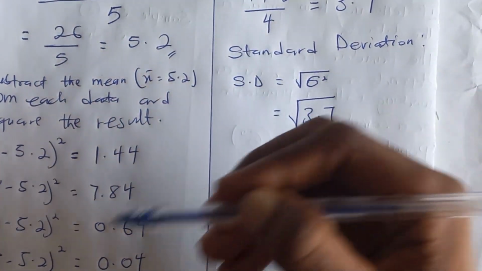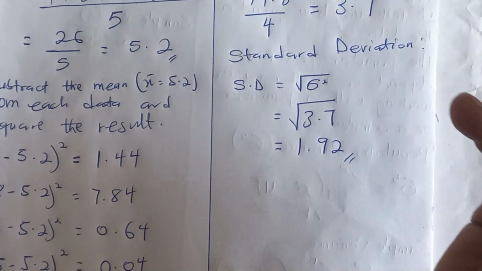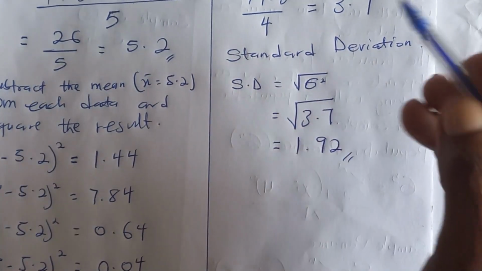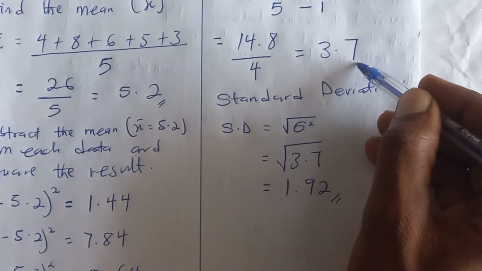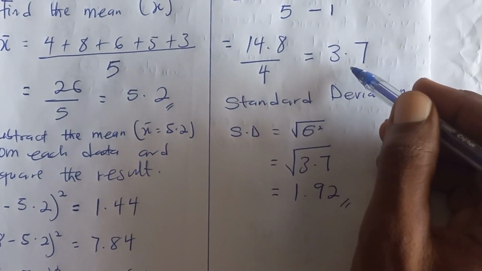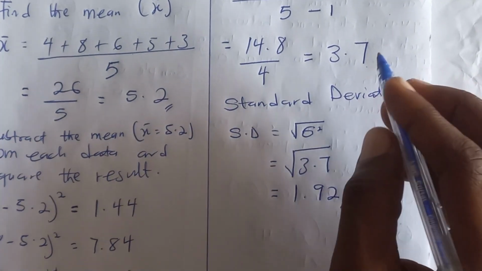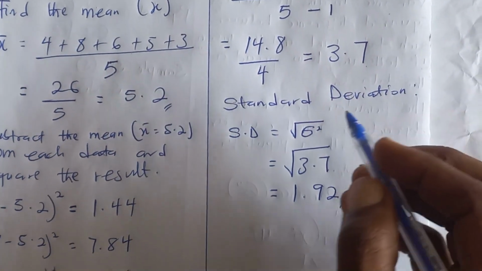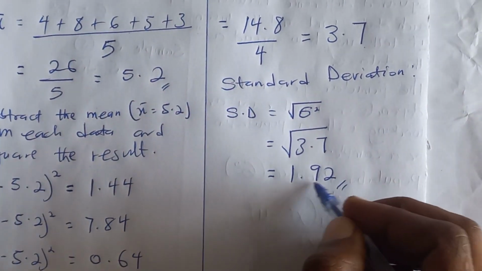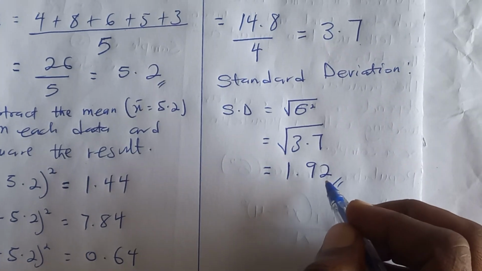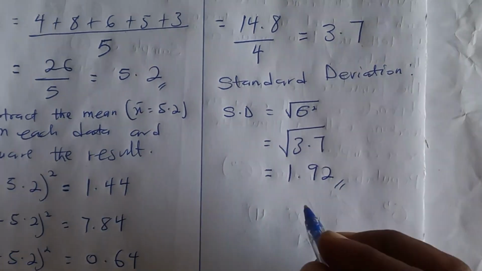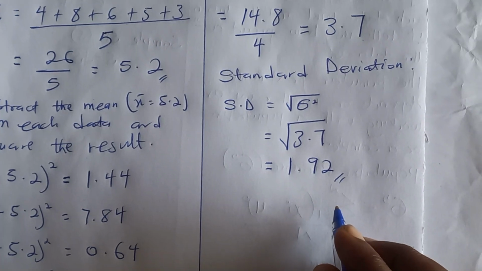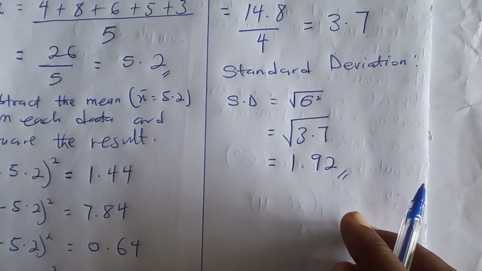Now the interpretation for this variance and standard deviation. For the variance, we have 3.7, which means that the average squared deviation from the mean is 3.7. And the standard deviation, which is 1.92, means most data points deviate from the mean by about 1.92 units.